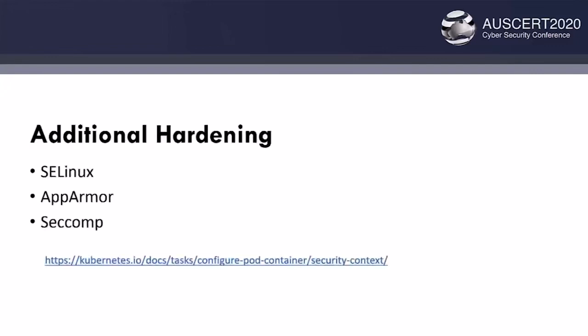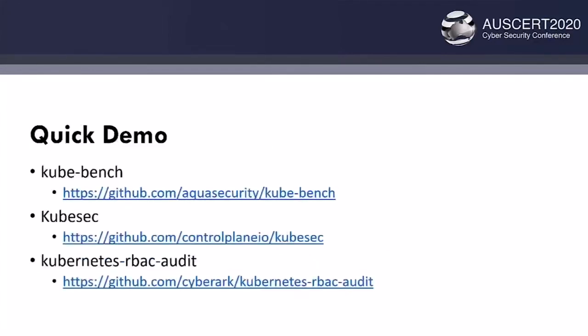Some additional hardenings to further lock down the container and make it more difficult to escape out could be to configure SELinux labels or AppArmor profiles for your containers. You can also filter or restrict the system calls a container can make using seccomp, and you can refer to this resource for additional information. Okay, let's have another demo to see those tools in action.